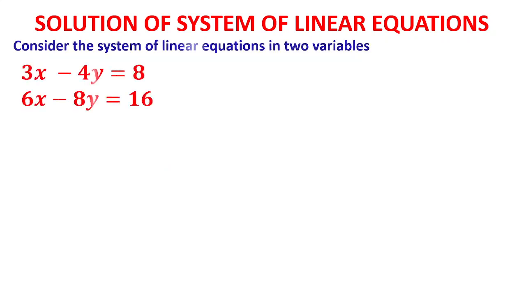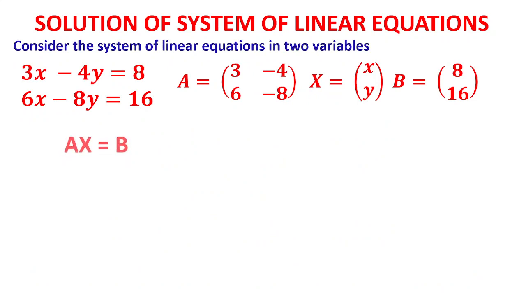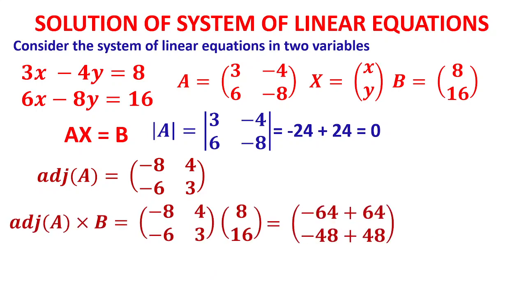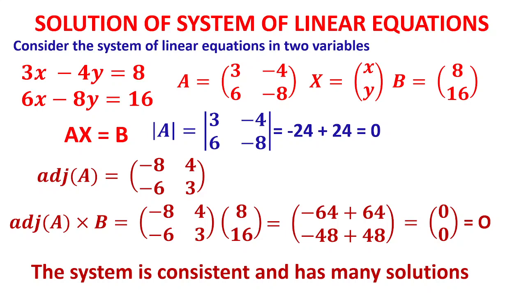Let us go to the next question. Suppose I have found determinant A once again, but I am finding it as 0. But don't lose heart. I am finding adjoint A. You know how to get the adjoint A: interchange the elements of the main diagonal and then change the sign of the other diagonal. Therefore, I am finding adjoint A into B. I am getting it as 0 once again. Fine. Therefore, this is consistent and has many solutions.